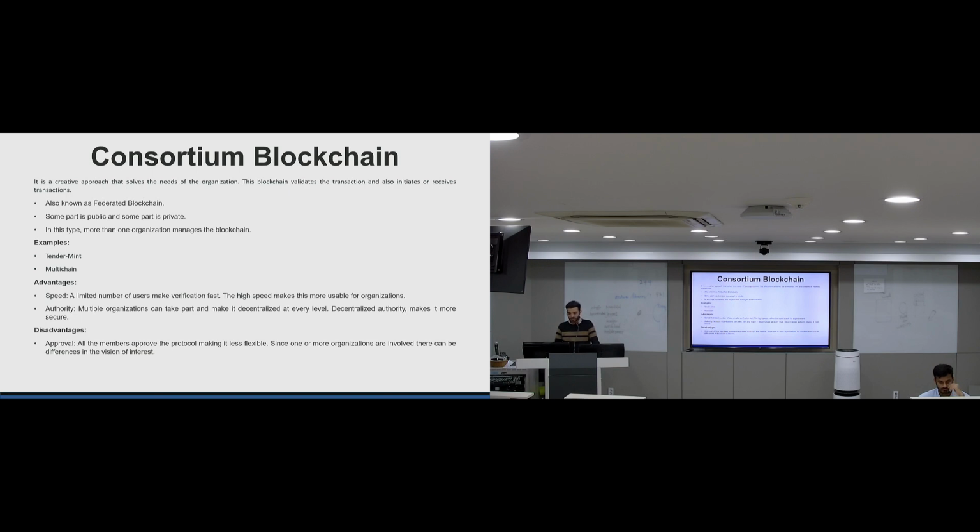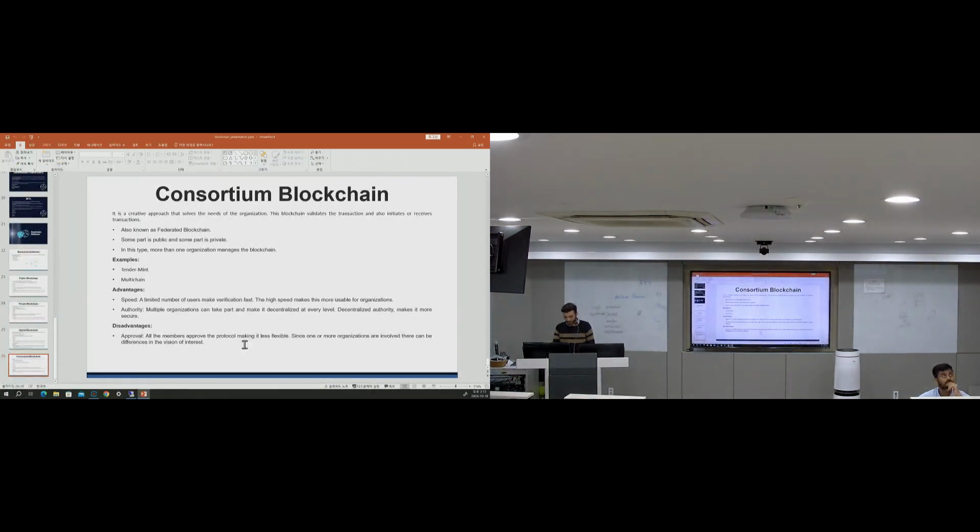Advantages include speed. A limited number of users make verification fast. The high speed makes this more usable for organizations. Authority: multiple organizations can take part and make it decentralized at every level. Decentralized authority makes it more secure. Then disadvantages: approval. All the members approve the protocol, making it less flexible. Since one or more organizations are involved, there can be differences in the vision of interest.